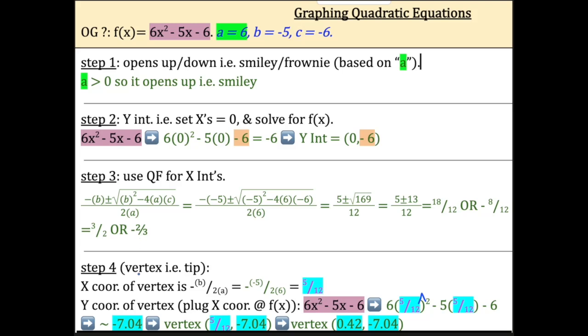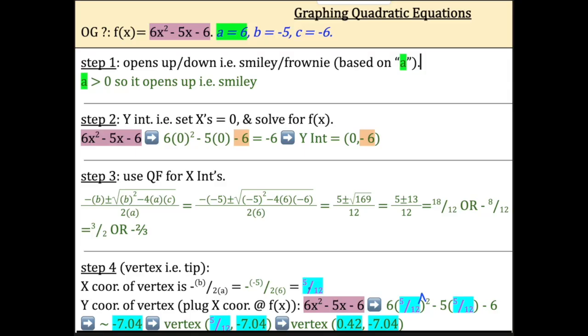Vertex, aka the tip. To find the x-coordinate is negative b over 2a, which is here. Plug in b and a from the original f of x, and here are your coefficients. You plug it in there. 5 over 12 is your x-coordinate.